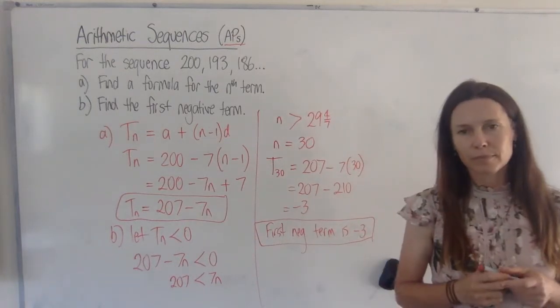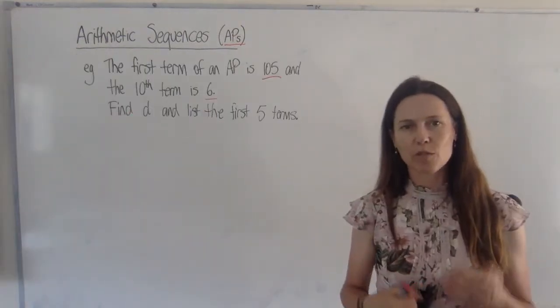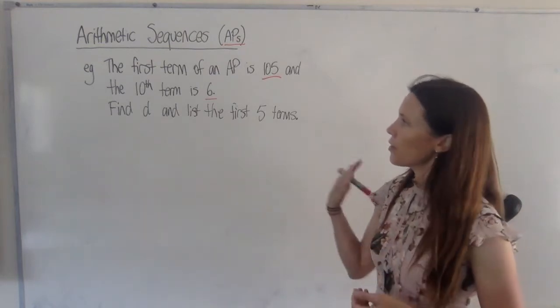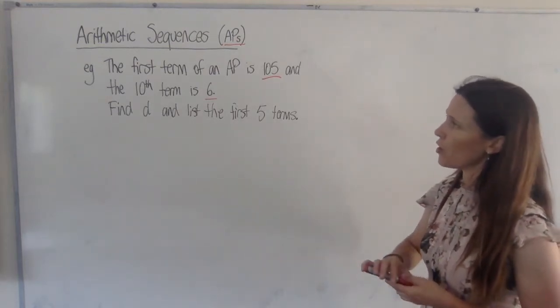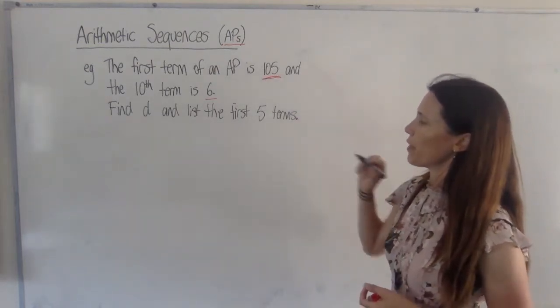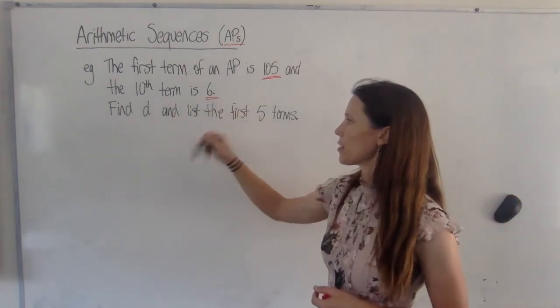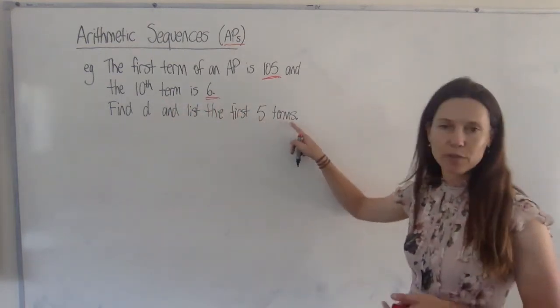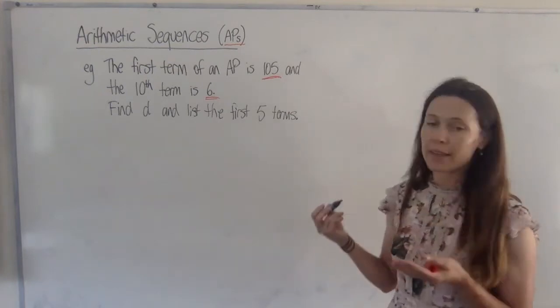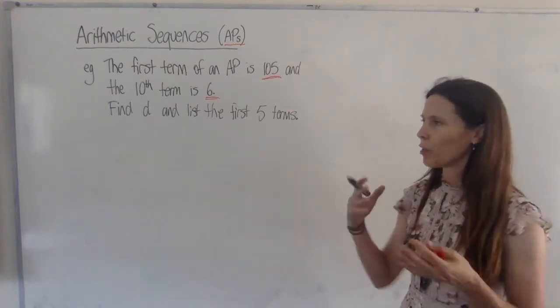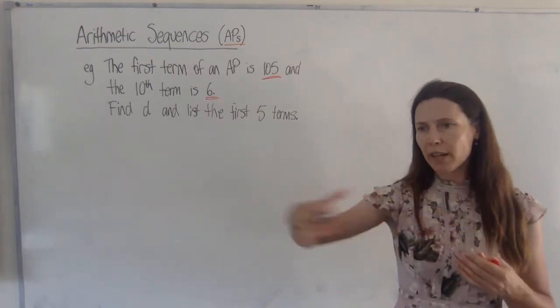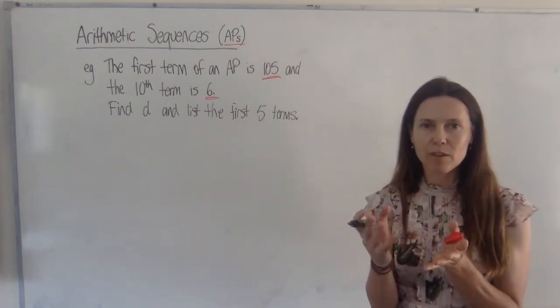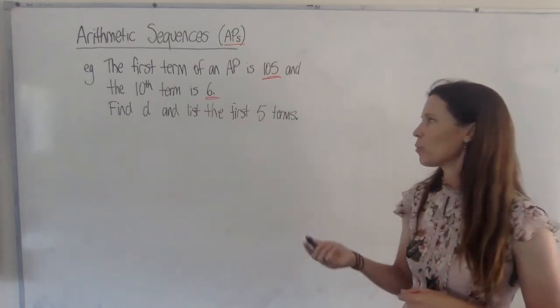Sometimes we're asked to solve questions around the other way. So in this example, we're told that the first term of an AP is 105 and the 10th term is 6. We need to find D and then list the first 5 terms. Now with a question like this, it could be easy to get stuck and think, I'm not sure how to start. If you're not sure how it's going to be mapped out, just start with something. Write down what you know and then it becomes clear what you can do with it.